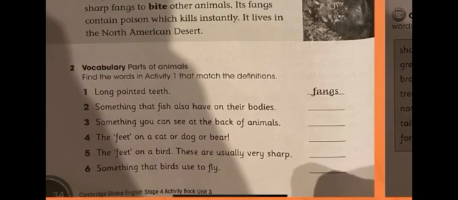The second definition is something that fish also have on their bodies. The third one is something you can see at the back of the animals. So what do you see at the back of the animals? It's really very simple. Then comes the fourth one.